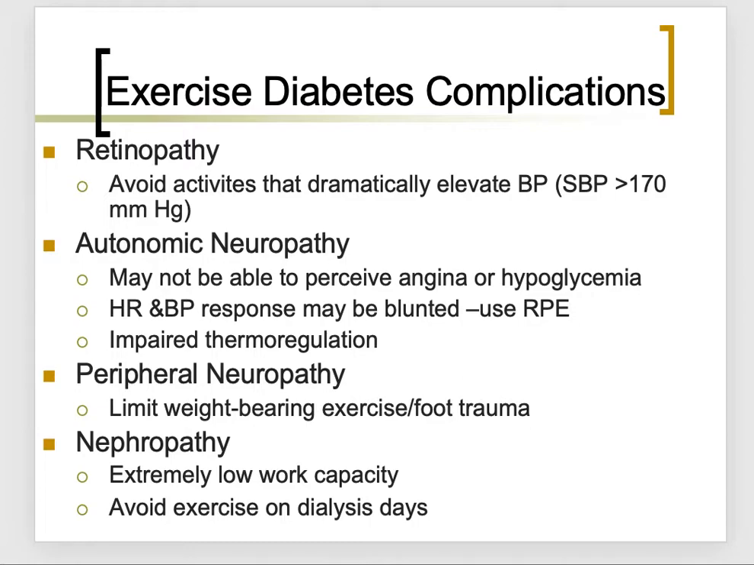So we want to use the heart rate and the RPE scale, because their heart rate could be blunted, their blood pressure could be blunted. Impaired thermoregulation might be a new word for you. Thermoregulation is bodies that are unable to sweat to maintain core temperature, which is an important thing to know, right? So we sweat to maintain our internal temperature, and with autonomic neuropathy, that switch is turned off most of the time or broken. Peripheral neuropathy is being careful of weight-bearing activity because of the peripheral system that has trauma to it. They can't feel it, they can't sense it.